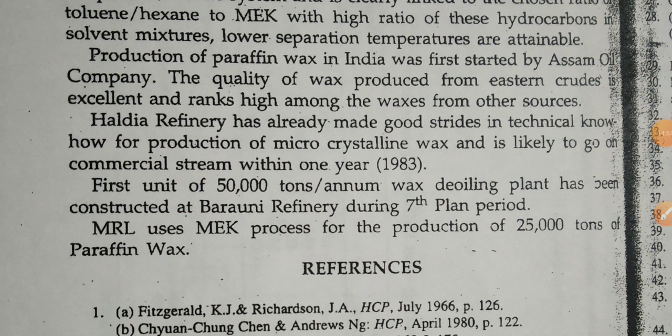Okay, the Haldia refinery has already made good stead in technical knowledge on the production of microcrystalline wax and is likely to go on commercial stream within 1 year. The first unit is of 50,000 tons per annum. The wax de-oiling plant has been constructed at the refinery. MRL uses the methyl ethyl ketone process for the production of 25,000 tons of paraffin wax.